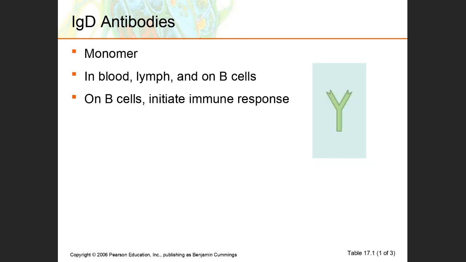IgD antibodies are found in the blood, lymph, and on B cells. So remember, I said the B cells have these antibodies stuck to them, which act like an antenna or a receptor to bind to an antigen. And we'll see that later on.